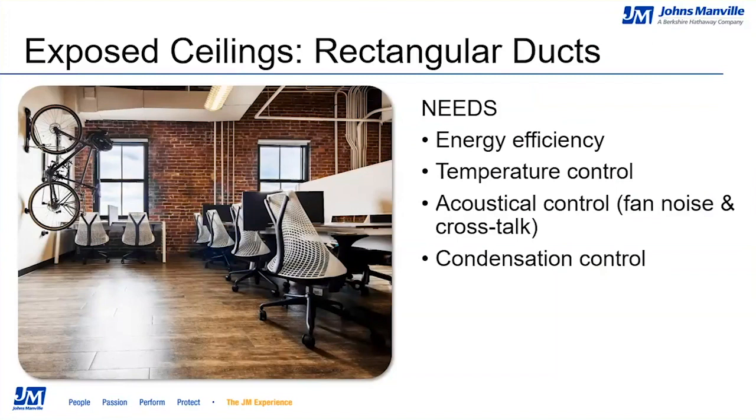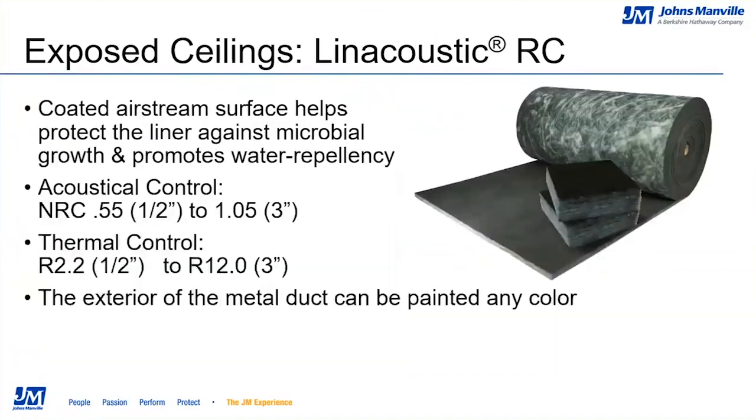Rectangular ducts can be wrapped just like spiral ducts can with the black or white Microlite PSK duct wrap. They can also be lined with a rectangular duct liner like Line Acoustic RC. Just like the pre-curved Acoustic Plus duct liner, the rectangular duct liner has a coated airstream surface that helps protect the liner against microbial growth and promote water repellency.